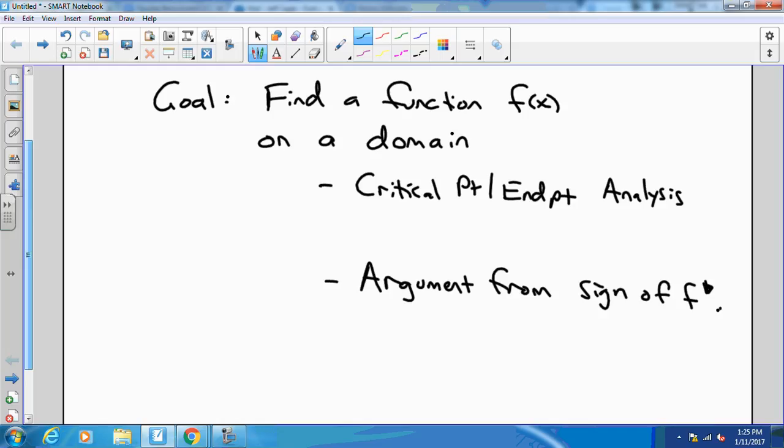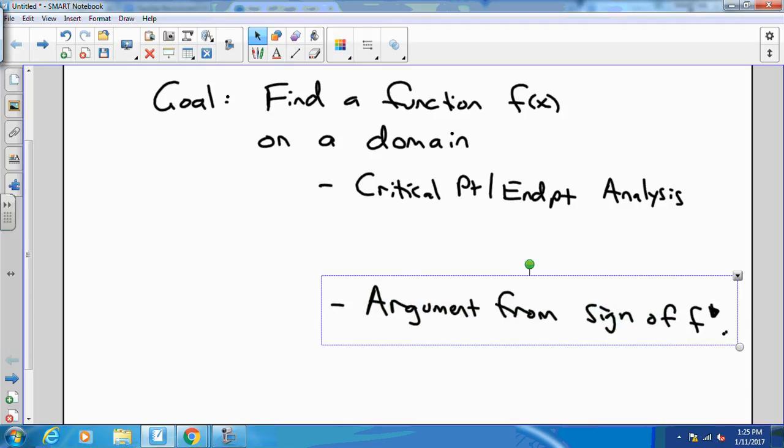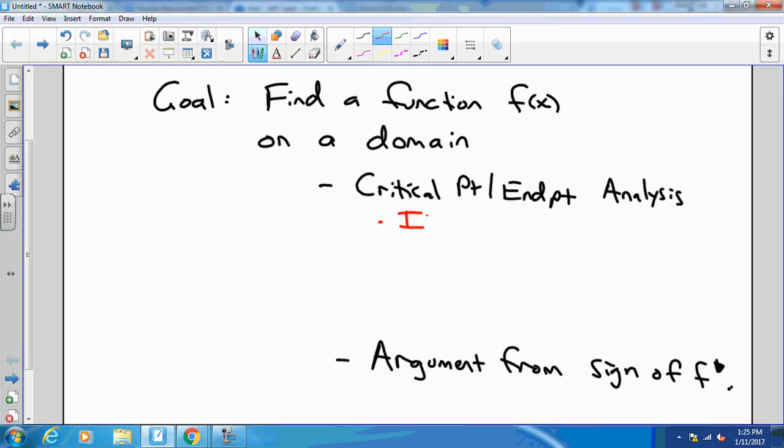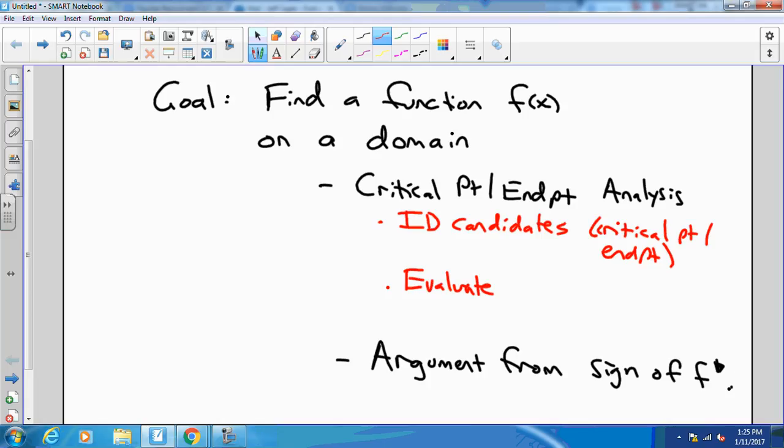Now let's talk about each one of these. If I am using the critical point endpoint analysis, then I am identifying candidates. My candidates are the critical points and endpoints of my domain, and then I evaluate f at each of the candidates. The largest value is the max, the smallest value is the min. Notice that in order to do this, I have to have endpoints, which means that my domain has to be a closed bounded interval. So this is a necessary condition in order to be able to use the critical point endpoint analysis.